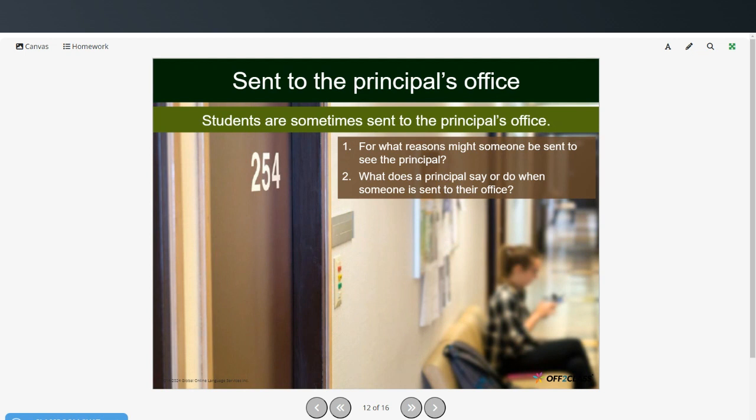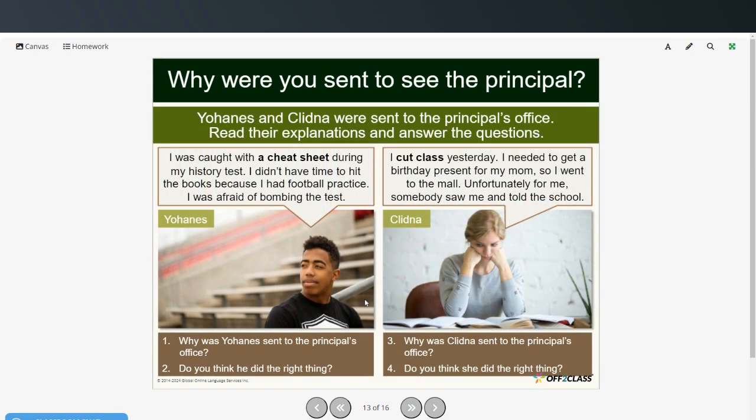Sometimes students are sent to the principal's office. So for what reasons might someone be sent to see the principal? And what does a principal say or do when someone is sent to their office? So again, think about that and see if you can come up with some answers. So Johann and Klidna were sent to the principal's office. Read their explanations and answer the questions.